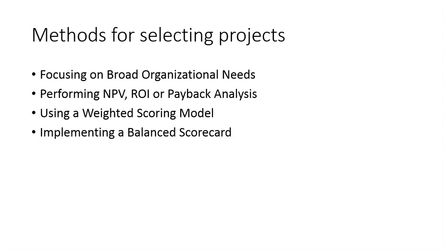And here's a few. First one, focusing on broad organizational needs. This would tie directly back to the strategy of the organization because those needs should be tied to the strategy. Performing NPV, ROI, or payback analysis, which are more statistical or metric ways to look at the project. Using a weighted scoring model or implementing a balanced scorecard. So the purpose of this isn't to go into each of those methods and talk about how those are accomplished, but just to give you an overall idea of the type of things that are used for selecting projects.